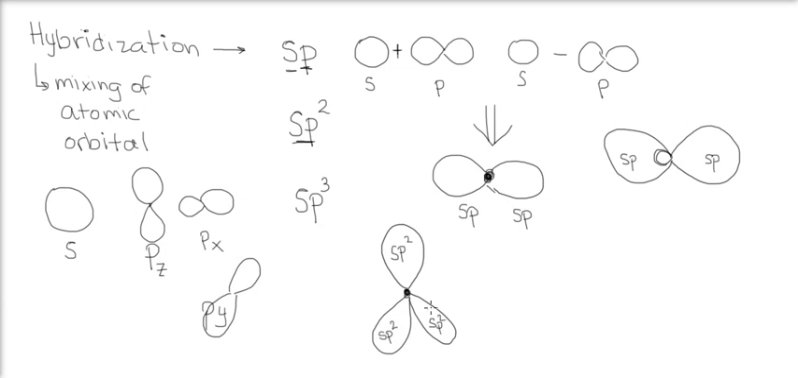And as you can imagine, we can do the same with sp3. So if we combine our s orbital and our 3 p orbitals, we're going to get something that in 3 dimensions is sort of very difficult to draw, but I'll try my best. You will get something that looks like this.